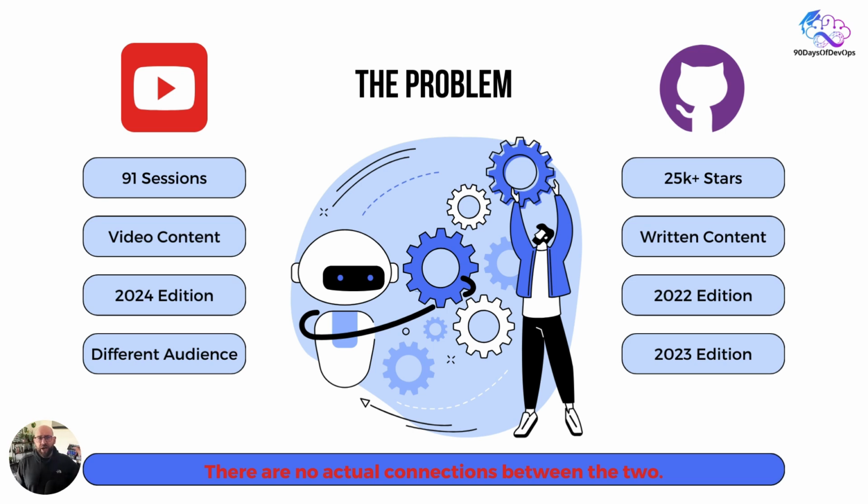So like I mentioned, 91 sessions. It was all video content. It was the 2024 edition. It was a different audience to a degree. Like for me personally, I'm not reading too much anymore. So I'm watching a lot more YouTube videos, short, sharp, 30, 40 minute type sessions. Whereas GitHub was where all the written content is, and it's where 2022, it's where 2023 is.